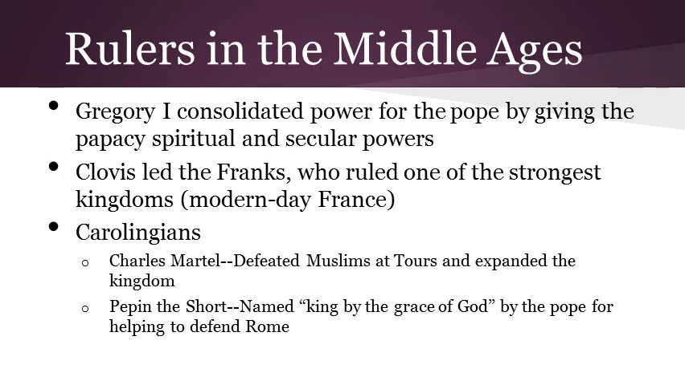Clovis led the Franks, who had one of the strongest kingdoms in Western Europe in the early Middle Ages, and he ruled over the area that became modern-day France. After Clovis, we saw the emergence of a family, a dynasty, called the Carolingians. The first leader of the Carolingians was a man named Charles Martel, which literally means Charles the Hammer, who defeated the Muslims at Tours and expanded the kingdom's territory. After his death, his son, Pepin the Short, took over. He was named king by the grace of God by the Pope because he was willing to take his forces and help to defend Rome against a group called the Lombards in Italy.